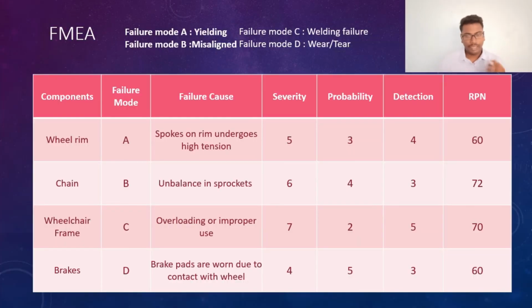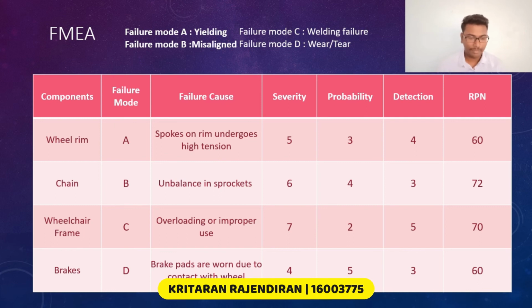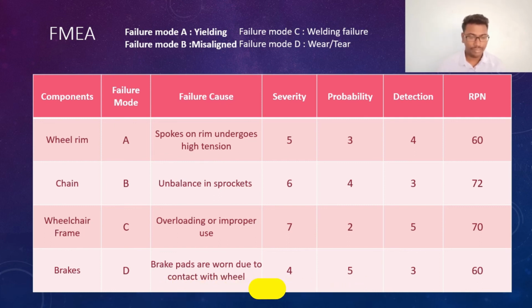Now we'll be looking at the failure mode and effect analysis table. There are 4 types of failure modes that may occur, which are yielding, misalignment, welding failure, as well as wear and tear. For the wheel rim component, the possible cause of failure is that the spokes on the rim undergo high tension, which will cause the risk priority number to be 60.